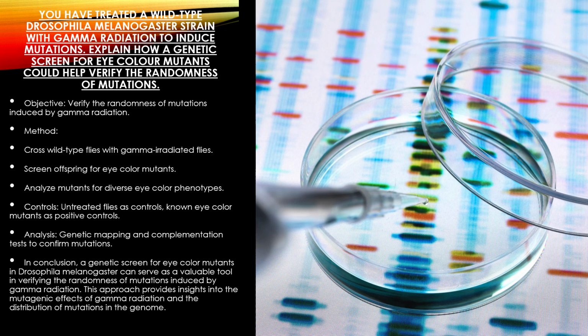Objective: verify the randomness of mutations induced by gamma ray radiation. Method: cross wild-type flies with gamma irradiated flies, screen offspring for eye color mutants, analyze mutants for diverse eye color phenotypes. Controls: untreated flies as controls, known eye color mutants as positive controls. Analysis: genetic mapping and complementation tests to confirm mutations.